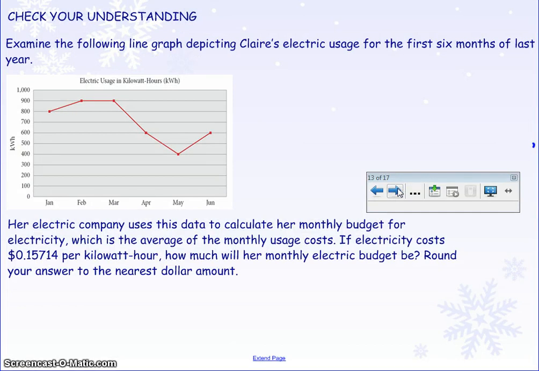So examine the following line graph depicting Claire's electric usage for the first 6 months of the last year. Her electric company uses this data to calculate her monthly budget for electricity, which is the average of the monthly use cost. If it's basically 15.714 cents per kilowatt hour, how much will her monthly budget be? Round to the nearest dollar amount. So please press pause, work on this, and when you're done, come back and we'll finish.